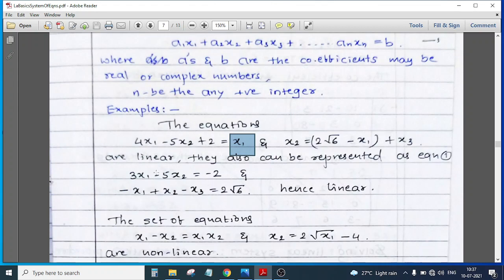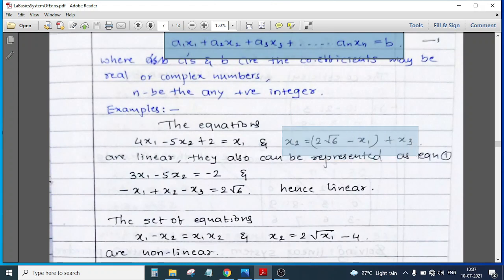That means 4x1 minus x1, the answer is 3x1. So is this equation, what you can see here right now, of the same form as the earlier equation? Yes, it is of the same form. Therefore we call it a linear equation. Similarly, let us take another example, this example.